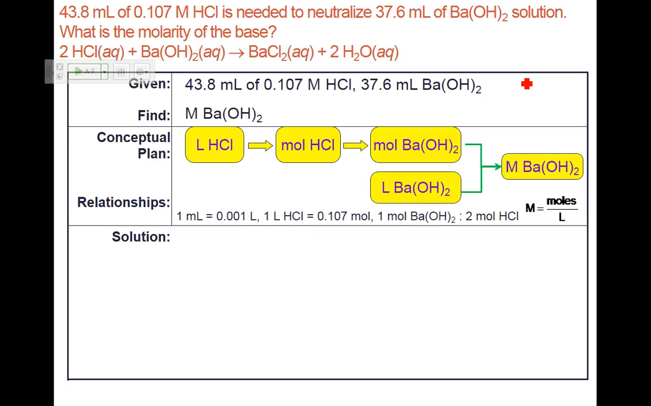And I always do this step. I know a lot of you move the decimal place. As long as it's correct and you're moving the right number of spaces, that's fine. I also know, based on my concentration of HCl, that is 0.107 molar, that I have 0.107 moles of HCl for every 1 liter of HCl solution. And then I know from my reaction that 1 mole of barium hydroxide reacts with 2 moles of HCl for a complete reaction.